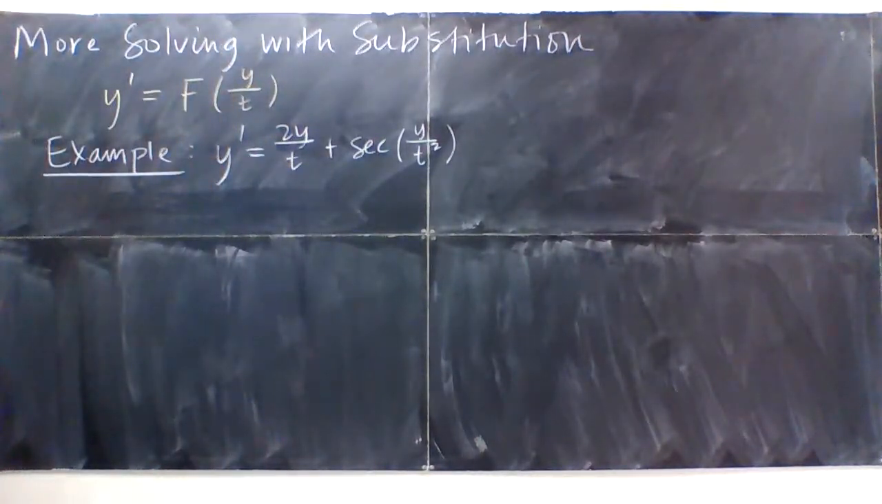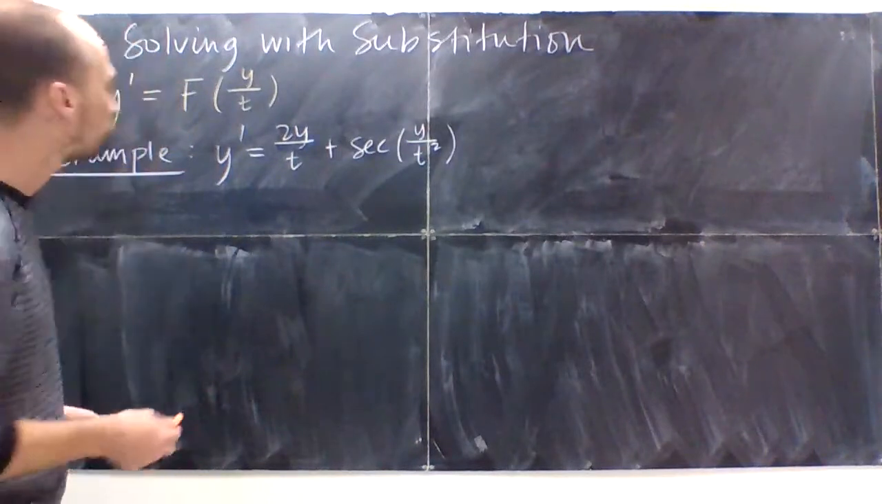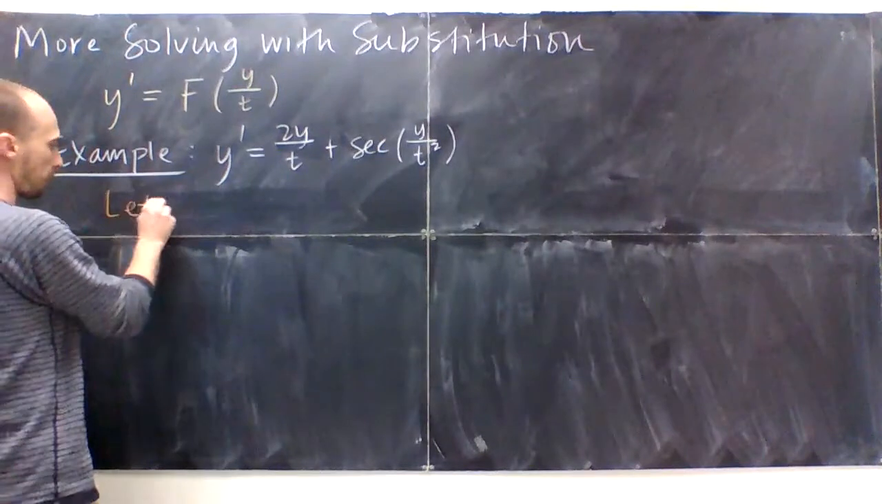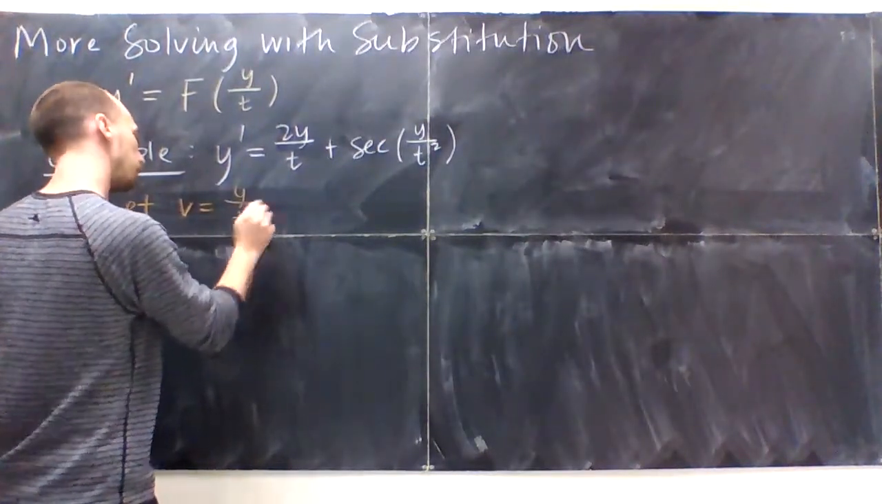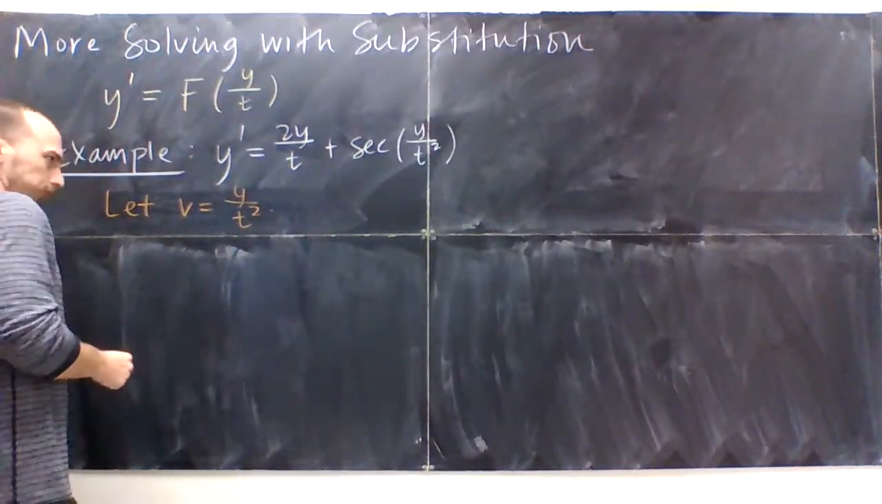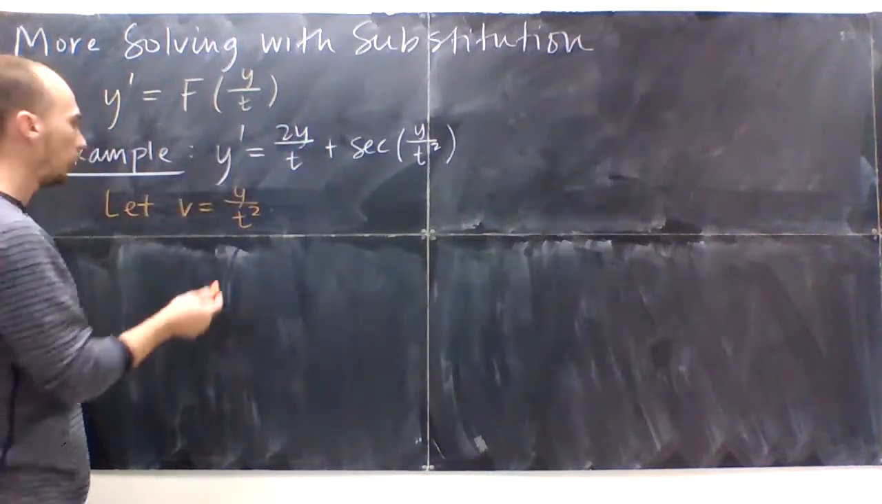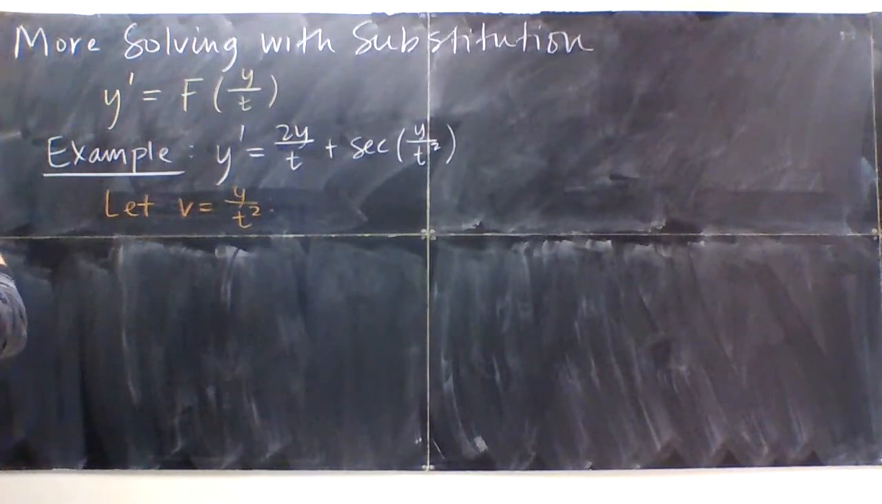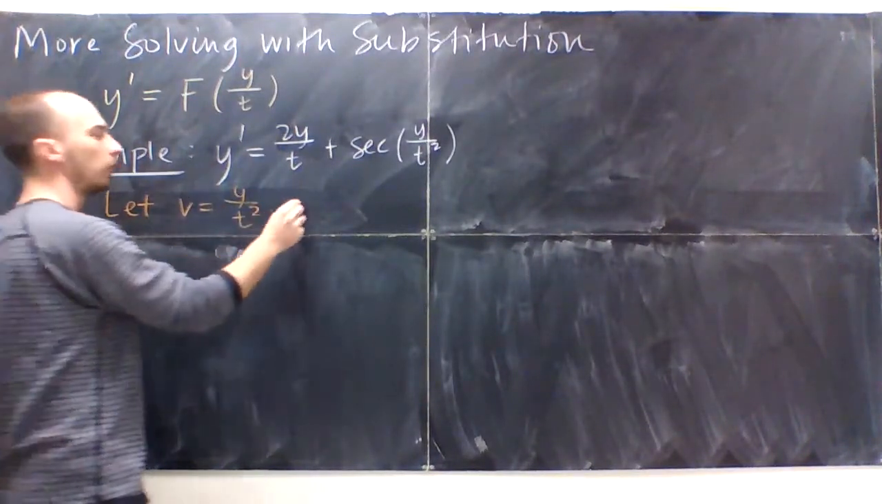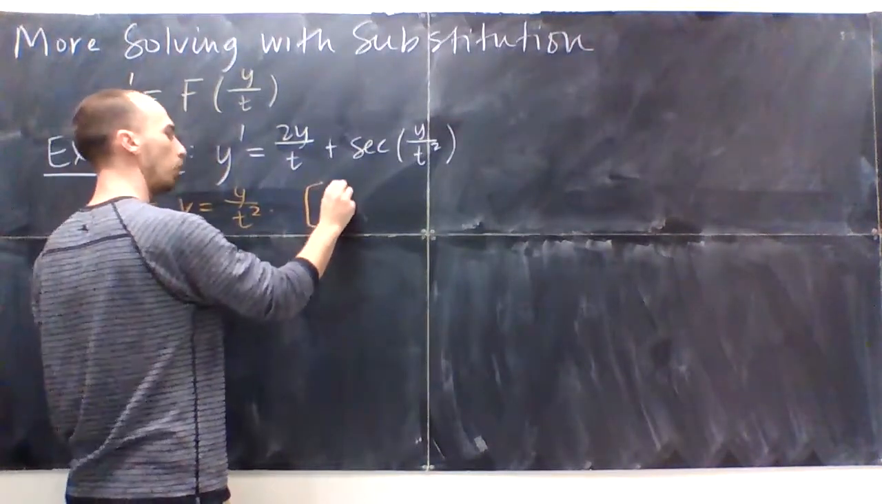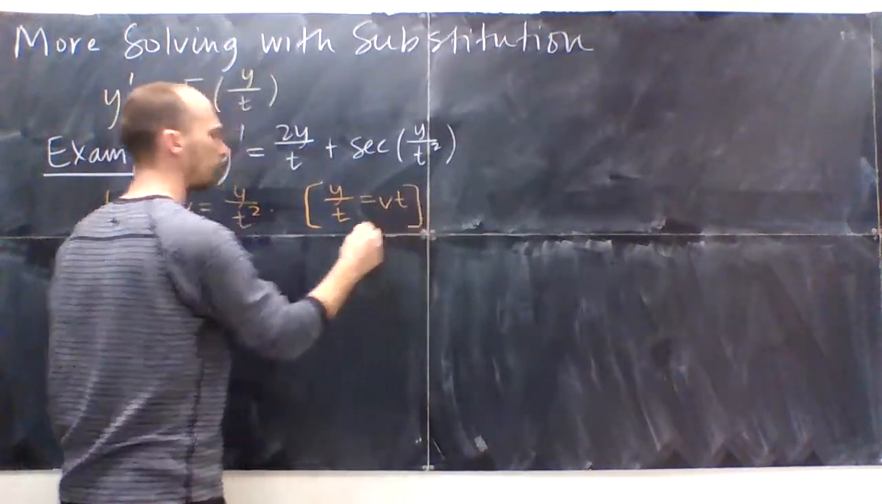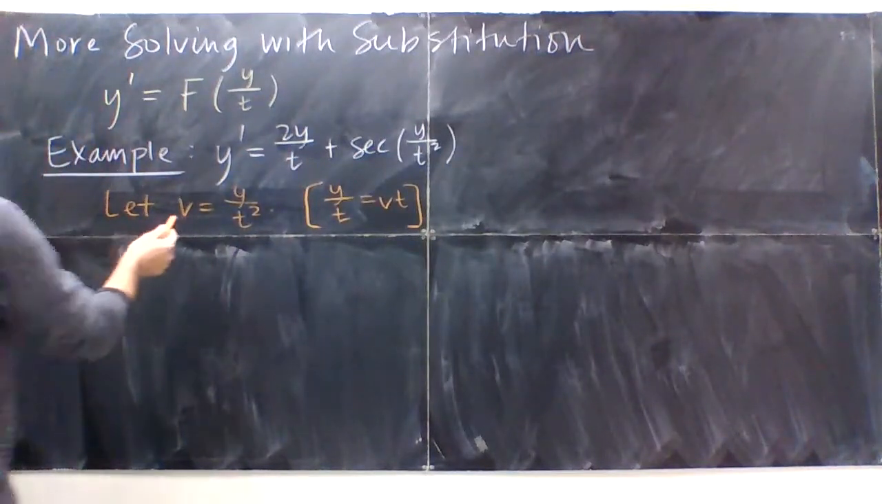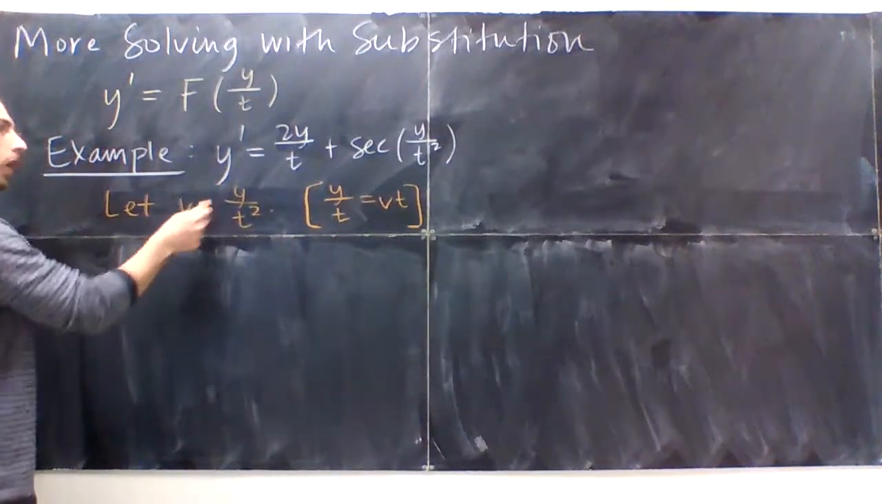So what I want to do is start with my choice of v. In this situation, I'm going to let v be y over t squared. Right off the bat, I need to figure out what y over t is. Is that going to be vt? Yeah, because, as an aside, y over t is equal to v times t, because that's something I'm going to need to deal with in a minute. But if v is y over t squared, then y will be equal to v t squared.